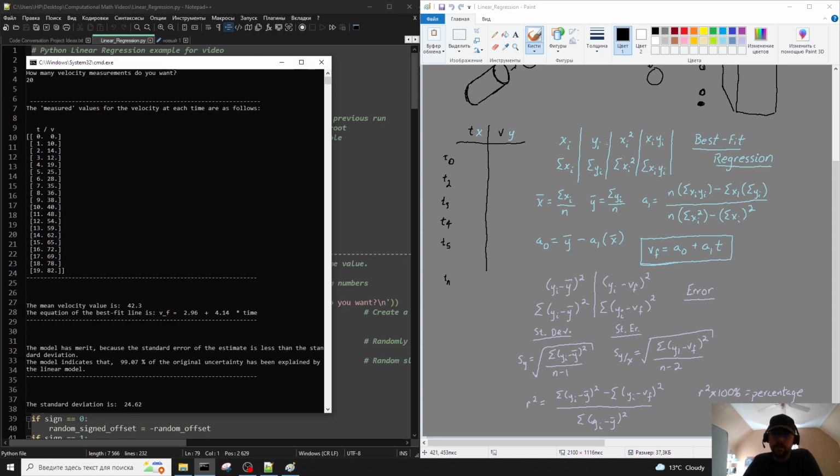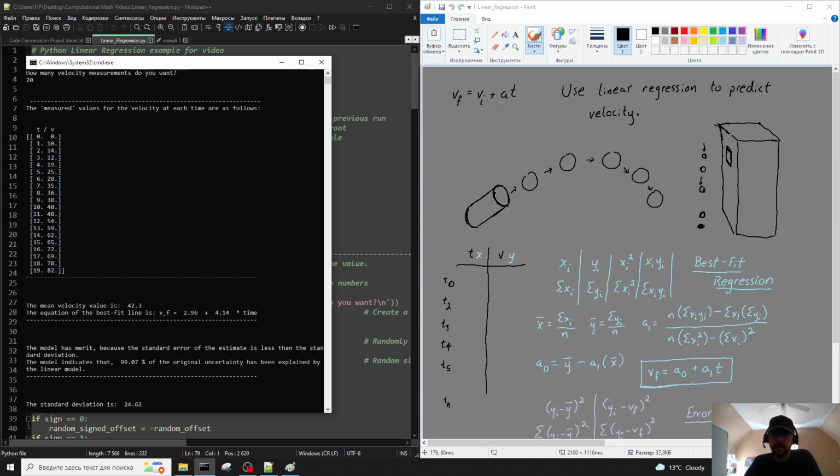Then we take those values that we calculated, and we figure out the mean x, which is the mean time value, which is the sum of the x column divided by the number of entries, which here was 20. And we do the same for the mean velocity value. Then we calculate a1, which is going to represent the slope of our line, and we can also call that the acceleration of our object.